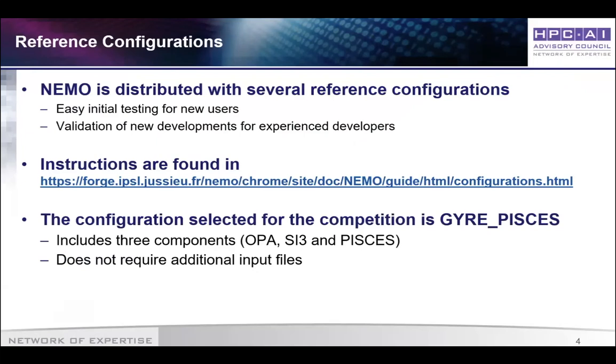So for this competition, we have selected, at the suggestion of one of our sponsoring academic sites, Gyre Pisces. It includes three components: the ocean one, the sea ice, and Pisces itself. One easy-to-use feature is that it does not require additional input files, just some configuration files.